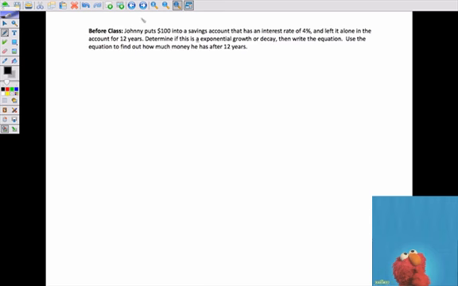Before class, Johnny puts $100 into a savings account that has an interest rate of 4% and leaves it alone in the account for 12 years. Determine if this is an exponential growth or decay, and then write the equation.